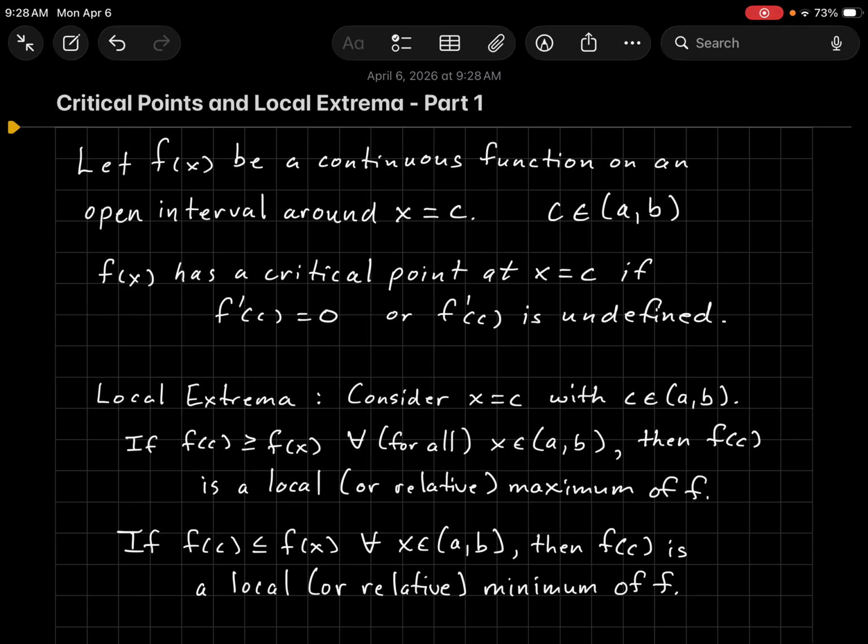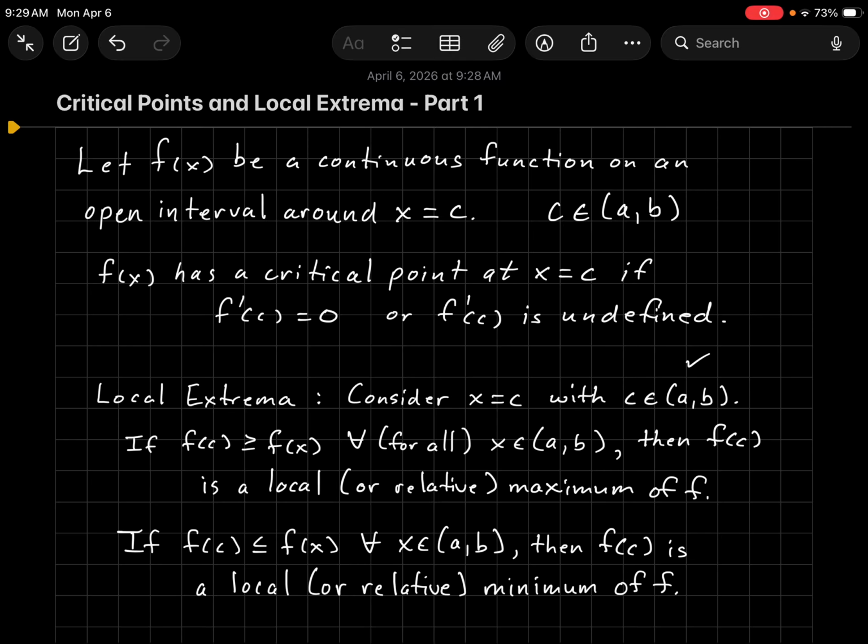Now consider x equals c, where c is on the open interval a to b. That's important. If f of c is greater than or equal to f of x, for all x on the open interval a to b, then f of c is a local, also known as relative, maximum of f. If f of c is less than or equal to f of x for all x on the open interval a to b, then f of c is a local or relative minimum of f.